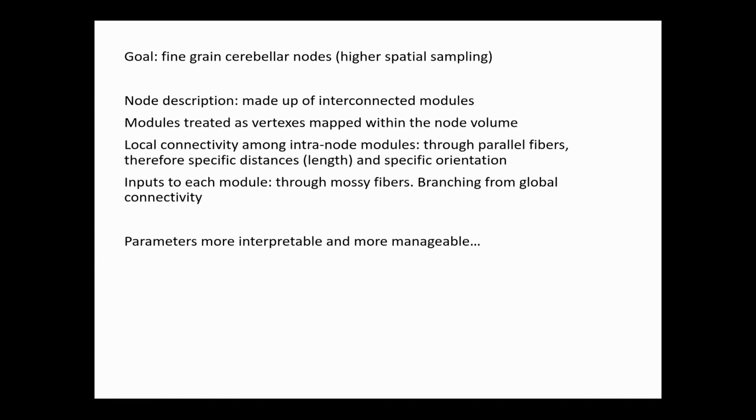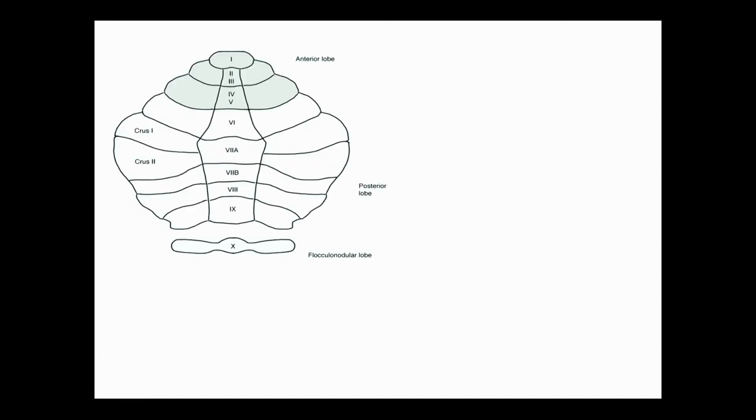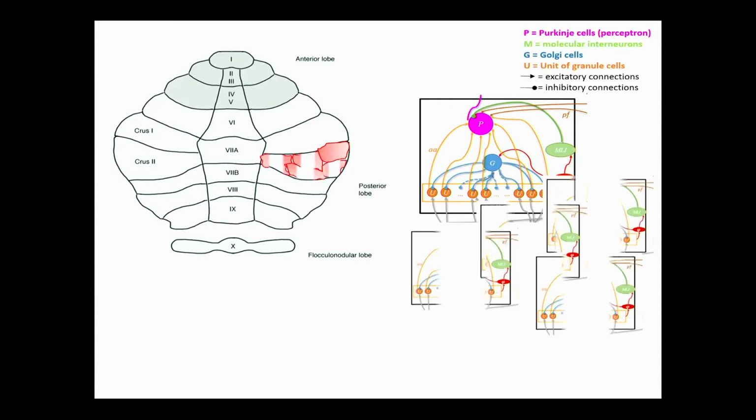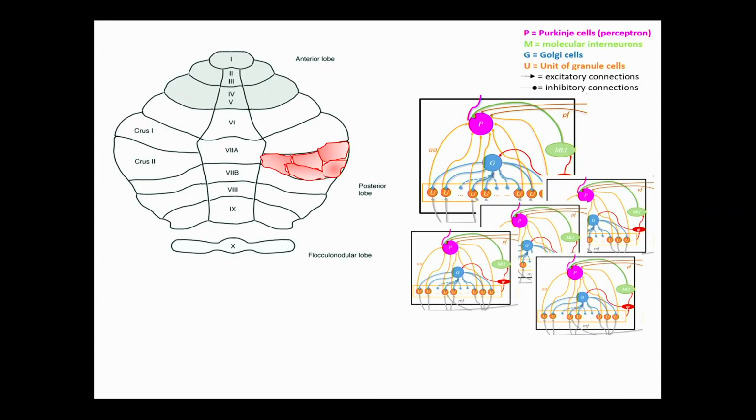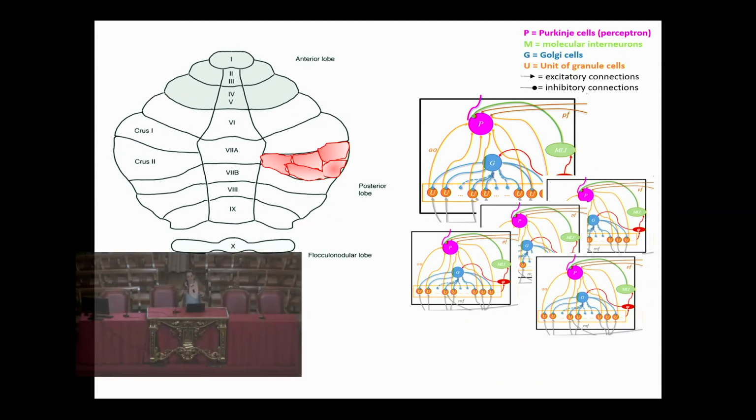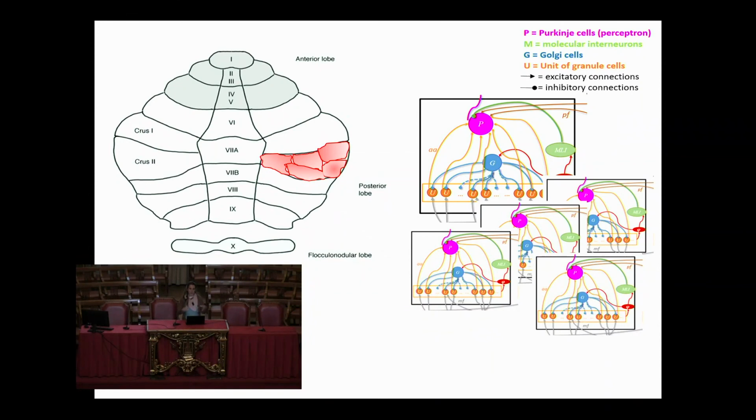So we would like to introduce a sort of model properties on the global connectivity, to create a branching of these fibers which reproduces important features like signal expansion or recombination into the different parts of the nodes. For instance, this is a node of the cerebellum, and we would like to build it as a combination of vertices connected by intranode local connectivity.